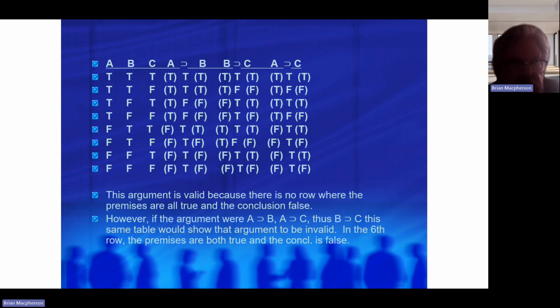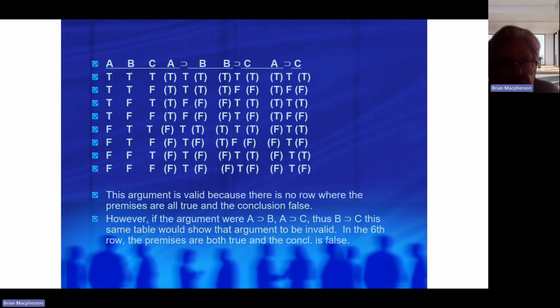Okay, so that makes A then B. False implies false makes it true. False implies false makes it true for B then C. False implies false makes it true for A then C. So even though both premises are true, there is no case where the premises are true and the conclusion is false. And so overall then, this argument is said to be valid.